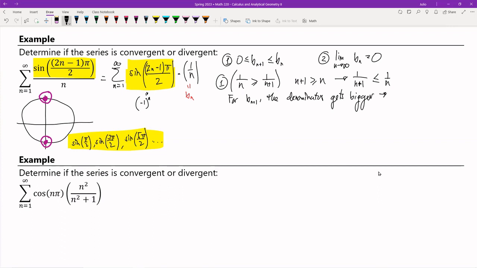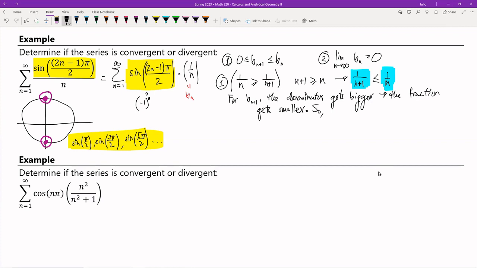Which means that the fraction gets smaller. What do I mean by this? It's this: since this denominator is bigger than this denominator, and the top doesn't change, we have that 1 over n plus 1 is going to be a smaller fraction than the one that came before it. That's it. So we have what we need.